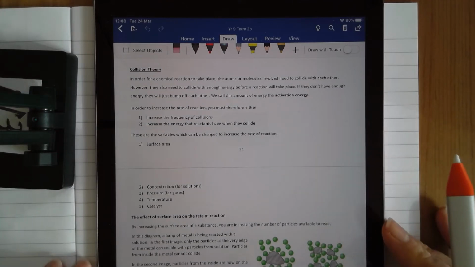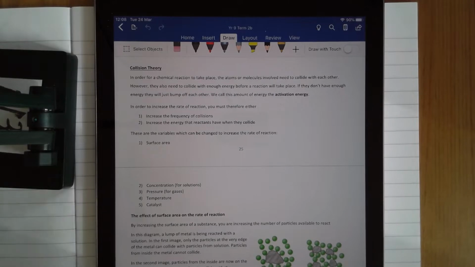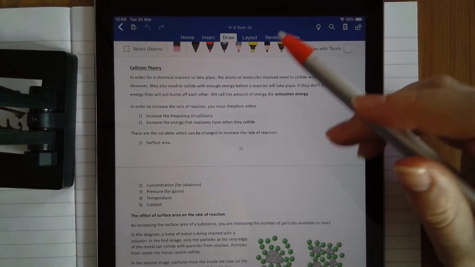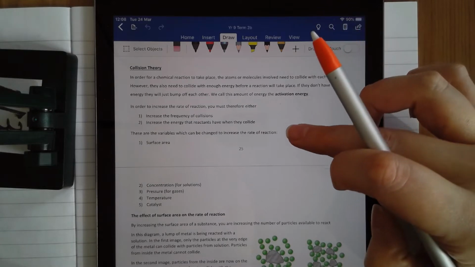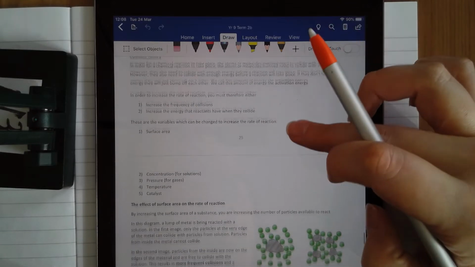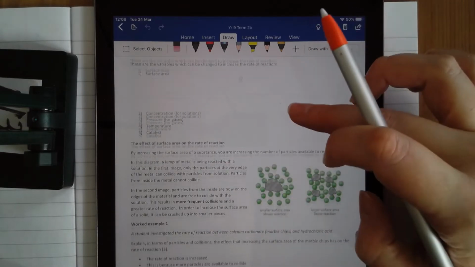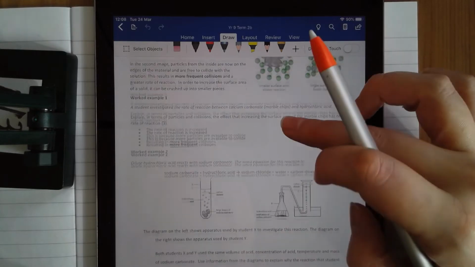Okay, so now I need you to practice answering some questions. If you go to your booklet, which you should all have at home with you, but I will attach a copy if you don't, if you flick to page 25, you'll see the theory. So this is what I've just talked through. So end of page 25.